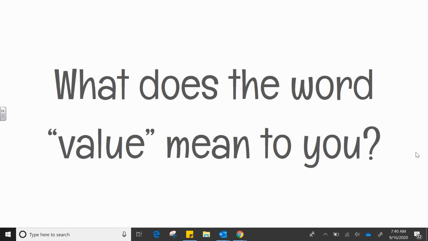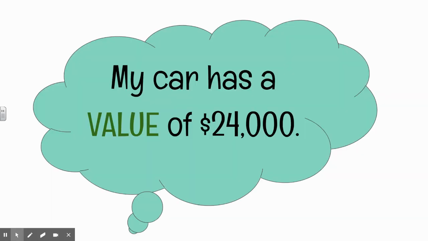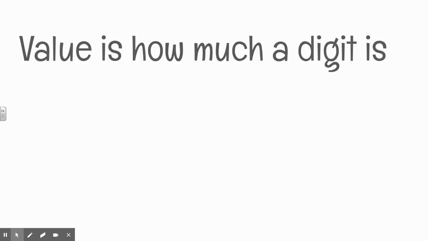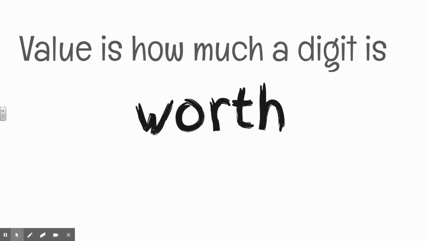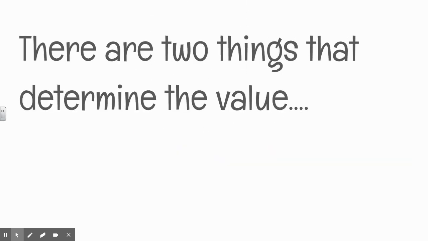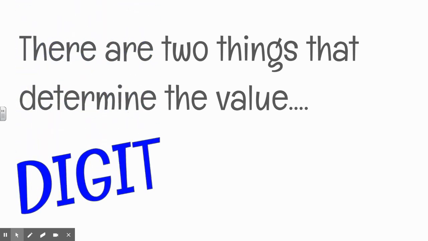Like if I were to say to you, for example, that my car has a value of $24,000, that really means what my car is worth. So in math, when we're talking about the value of a digit, the value is how much a digit is worth, okay? Now, there are two things that can help to determine the value of a digit. The first is the digit itself. If it's a 5, it's going to have a different value than if it's a 7, okay?